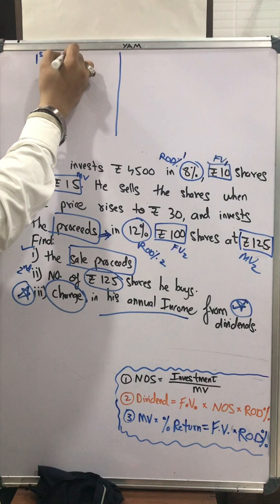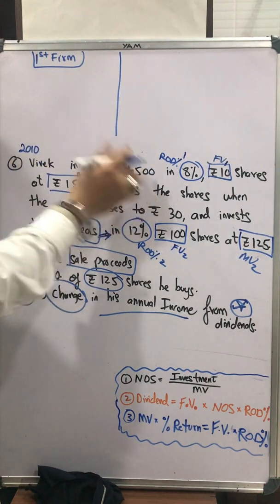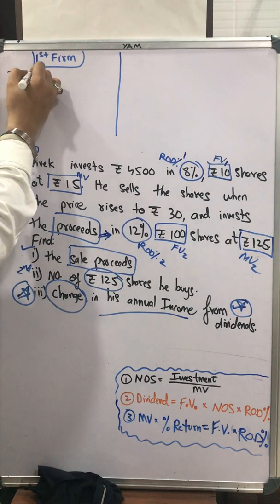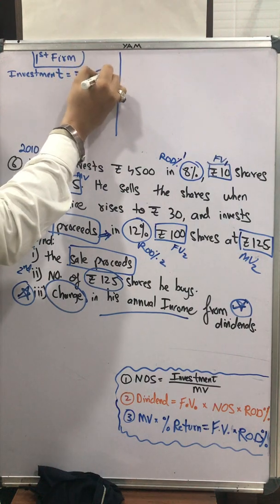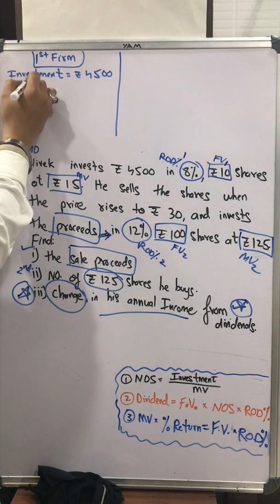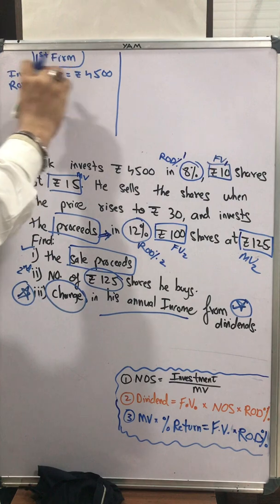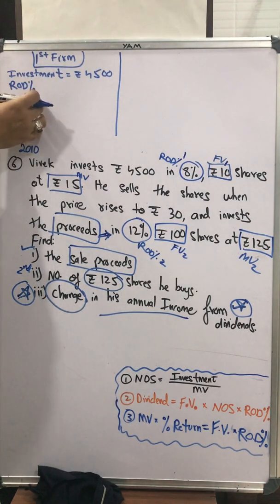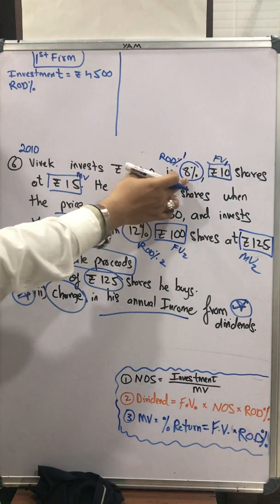First firm. Vivek invests rupees 4,500. Investment is rupees 4,500 in 8%. So that is the rate of dividend percentage of the first firm. I don't have space over here, that's why I'm writing ROD percentage. In the exam, for the first time you have to write rate of dividend, and in the bracket you can write ROD percentage. So the rate of dividend for the first firm is 8%.